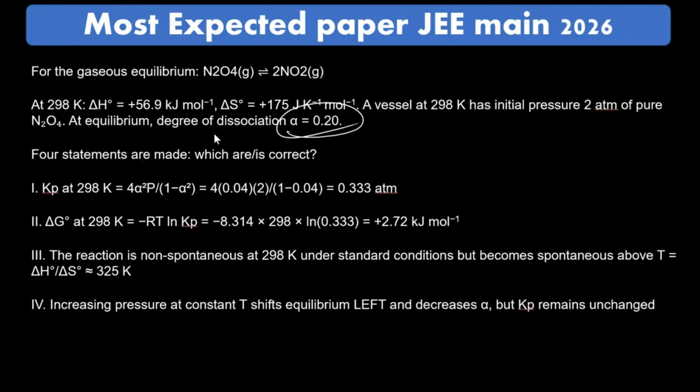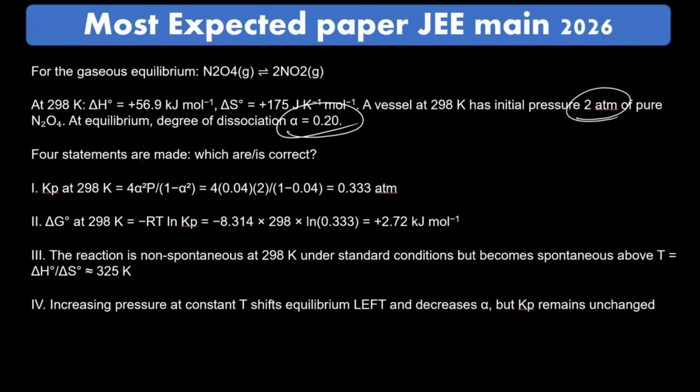And 4 statements are given over here, which are all correct. That's what the question is. Okay, first of all, let's solve this one. What are they asking? The delta H value is given, the delta S naught value is given, P initial is 2 atm, and the alpha value, the degree of dissociation, is 0.20.